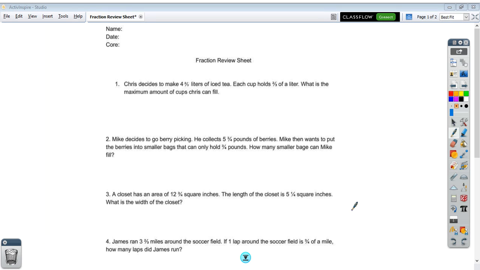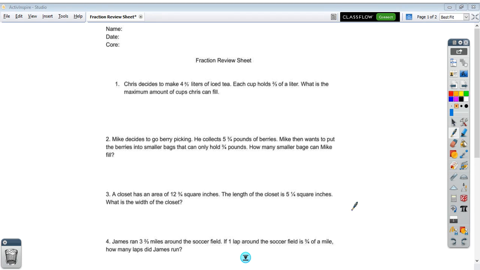Shafto. We have a quiz or a test tomorrow on operations with fractions. It's going to be on multiplying, dividing, adding, and subtracting fractions. This is the review sheet. It's called Fraction Review Sheet. So let's go ahead and get started and work through the problems.